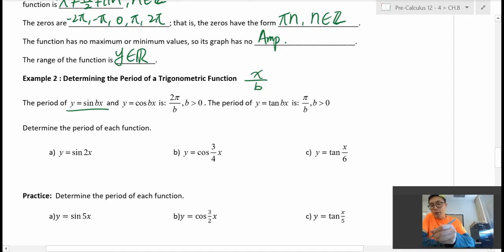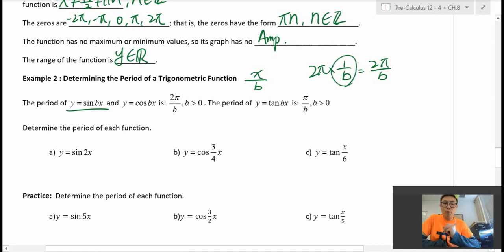And in this case, because the period for sine and cosine was 2 pi, and we are stretching, expanding or compressing it by the factor of 1 over b, then it's going to be 2 pi times 1 over b, and that's why it's 2 pi over b. Again, this is the expansion or compression factor. So if you multiply that by the original period of 2 pi, then it becomes 2 pi over b.